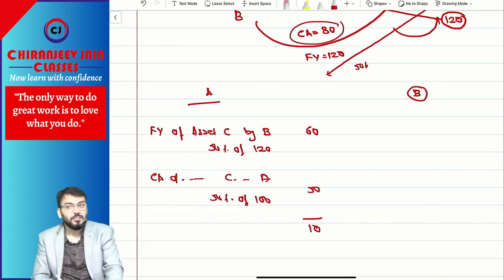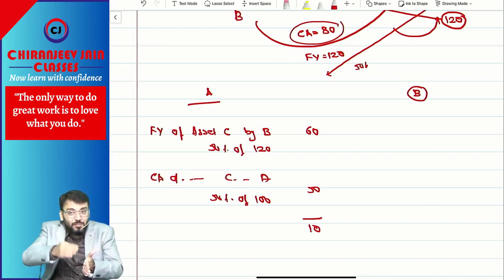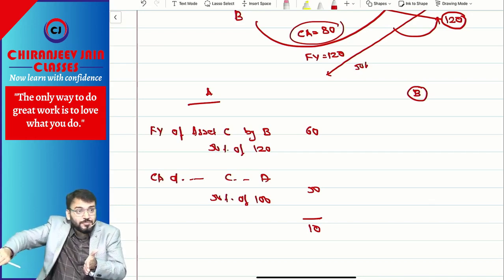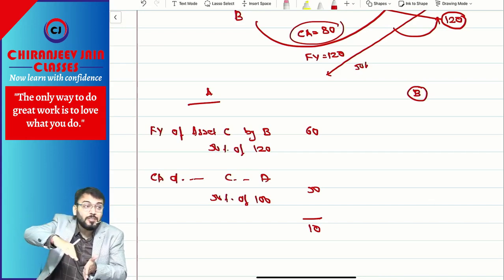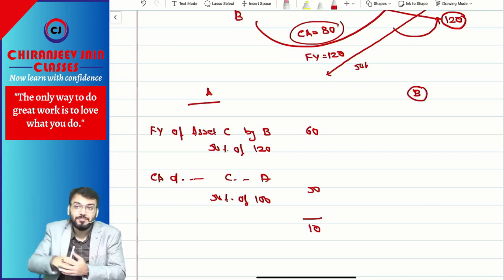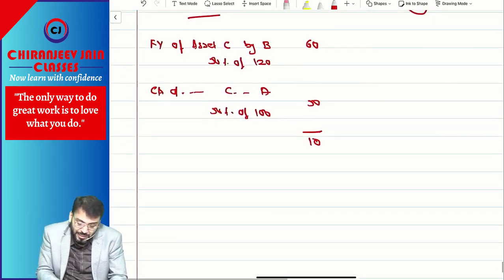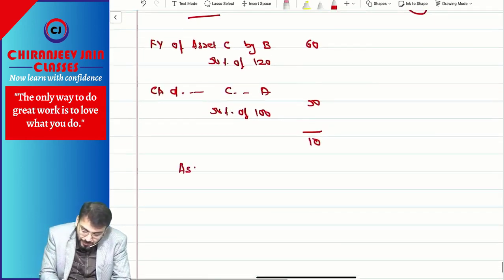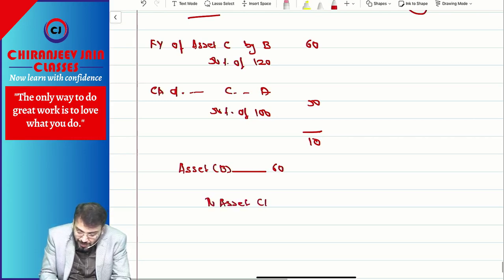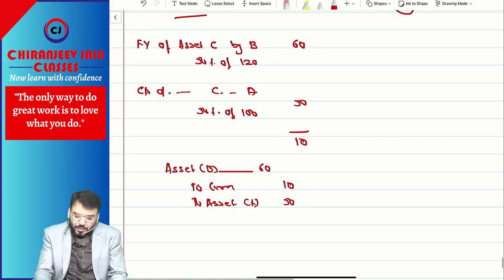10 rupees gain. Means they will de-recognize 50% of the asset contributed, and they will recognize 50% of the asset contributed by the other party. Correct? Means they will recognize one asset contributed by B. How much? 60. And they will de-recognize the asset which is contributed by A. How much? 50. The difference will be what? Gain. Gain is how much? 10.